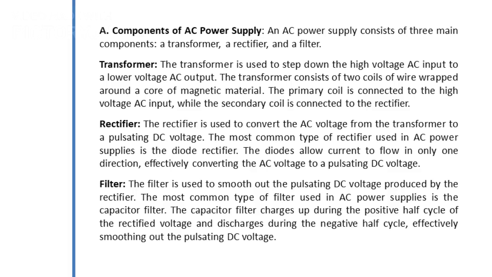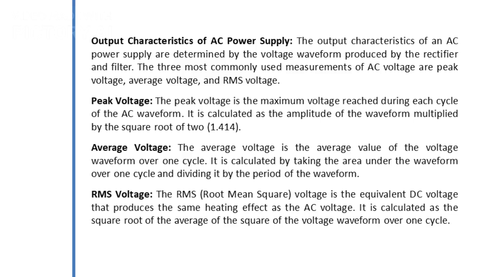The transformer steps down high voltage AC to a lower voltage AC. The rectifier converts AC to pulsating DC, and the filter smooths out the pulsating DC to produce a regulated DC voltage. The output characteristics of an AC power supply are determined by peak voltage, average voltage, and RMS voltage. These measurements help in understanding the voltage waveform produced by the rectifier and filter.